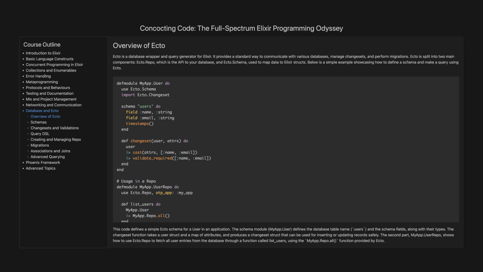The second part, MyApp.UserRepo, shows how to use Ecto Repo to fetch all user entries from the database through a function called list_users, using the MyApp.Repo.all function provided by Ecto.